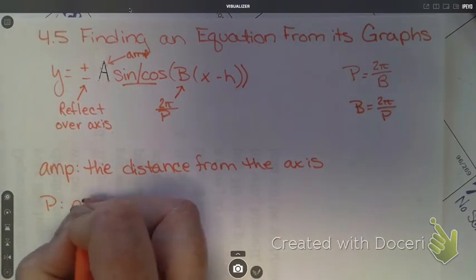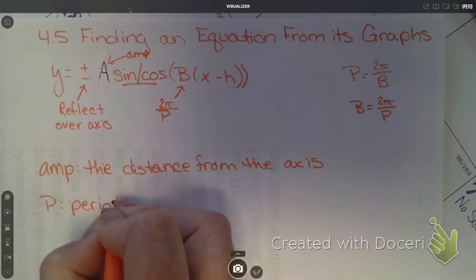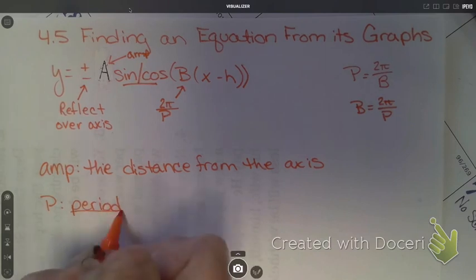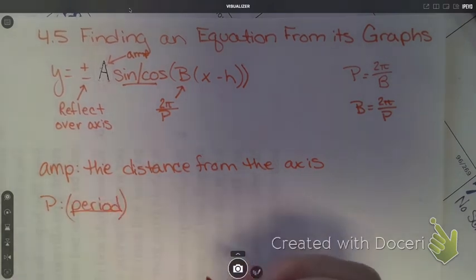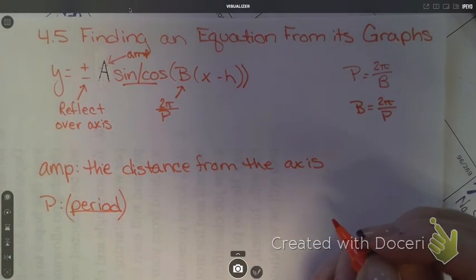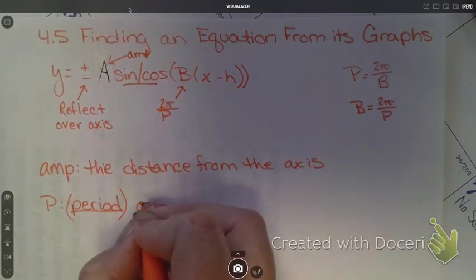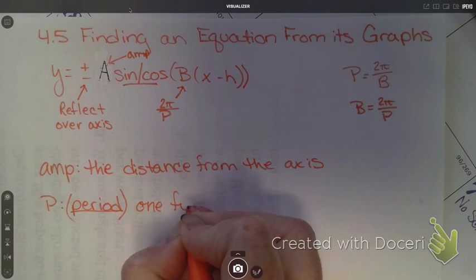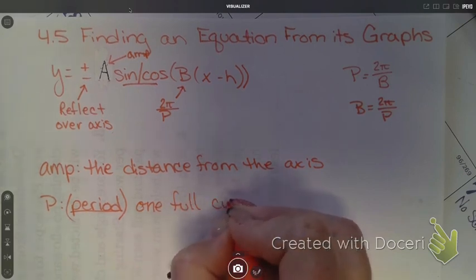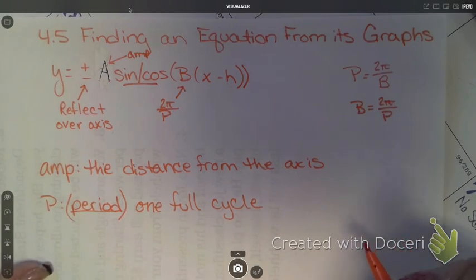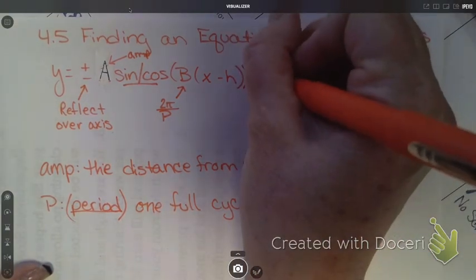Period. And what, if I came to you and said, I don't understand what the period is, how would you describe it? How would you tell me that, what it was? 1 full cycle. 1 full cycle. Okay.